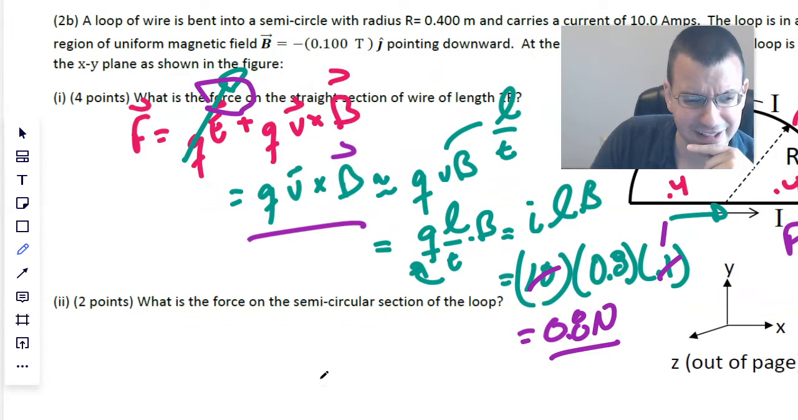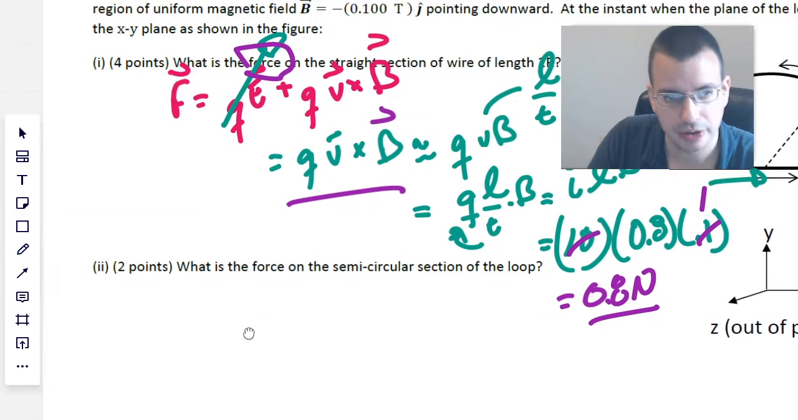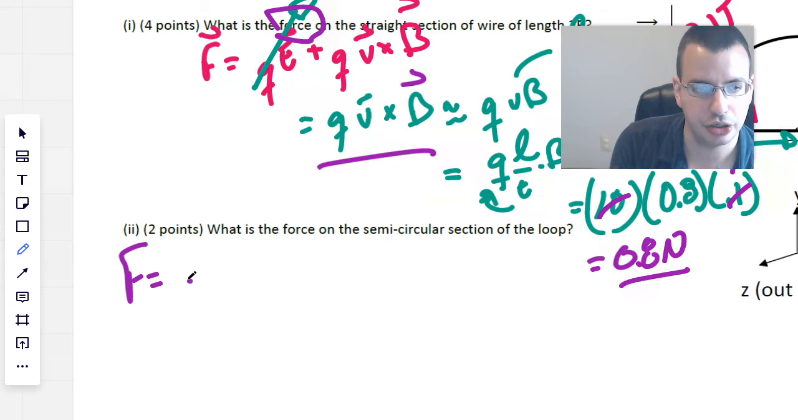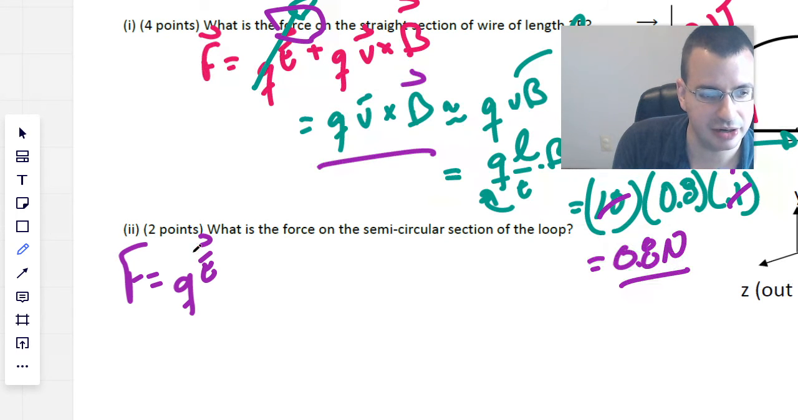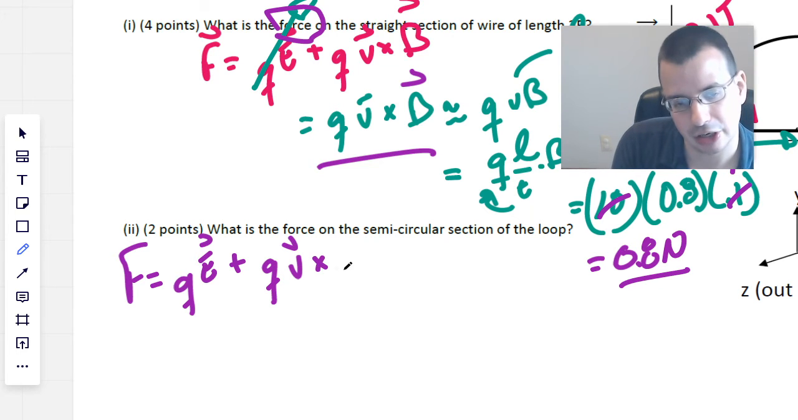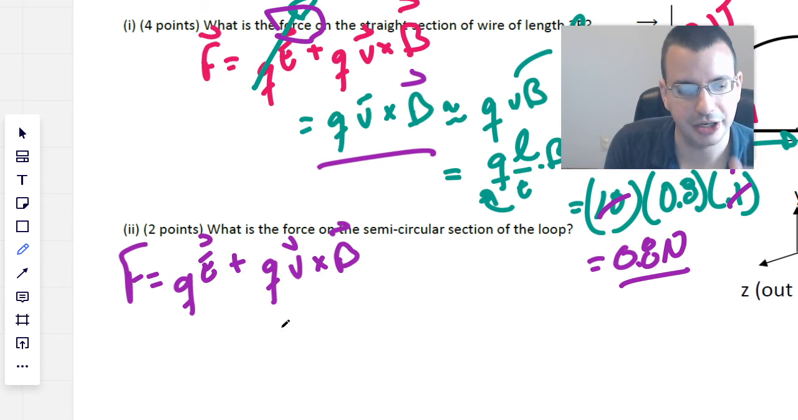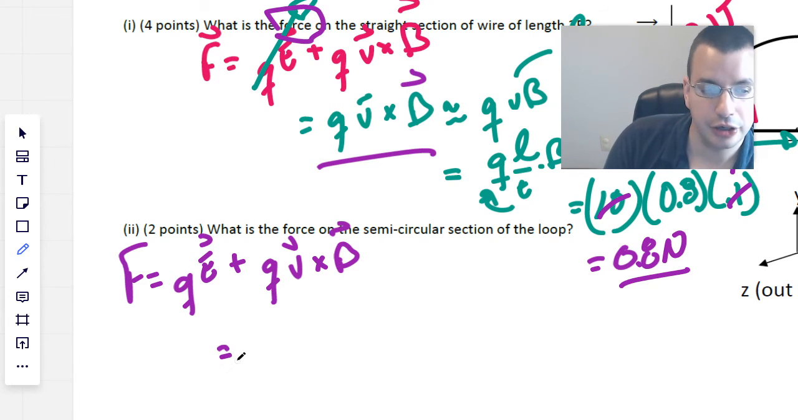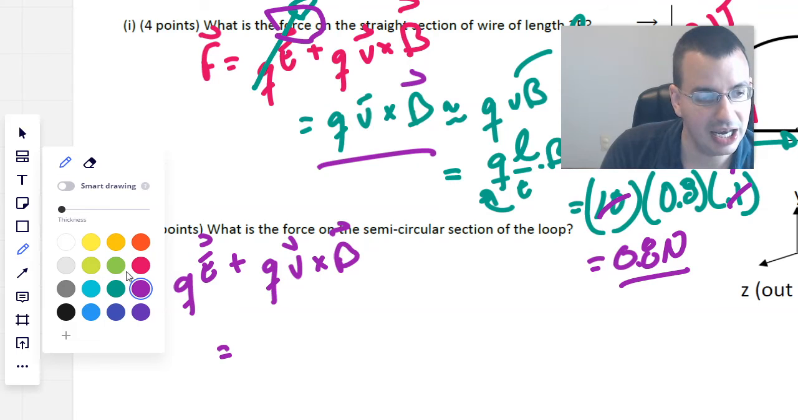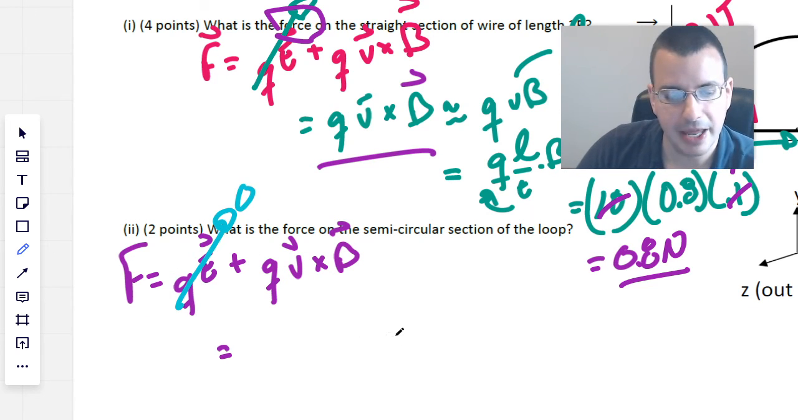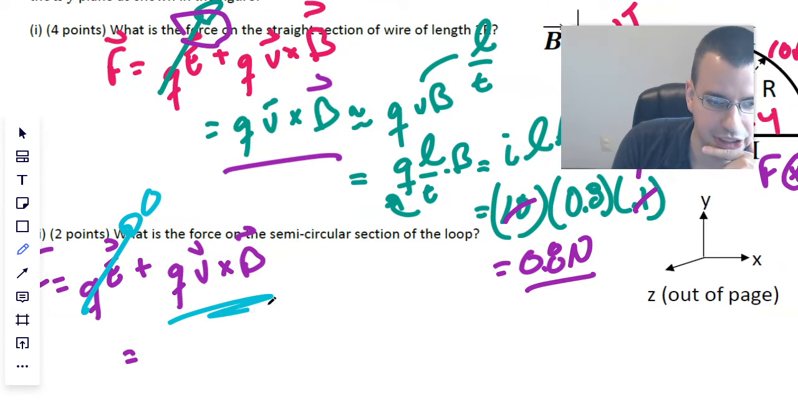What is the force on the semicircular section of the loop? Okay, so as a refresher, we'll write up the same equation that I've written at least 3 times now, probably 4. QV cross B. There we go. Close enough. So again, the electric field portion cancels out, bam, 0. And now we're just left with this second portion here.